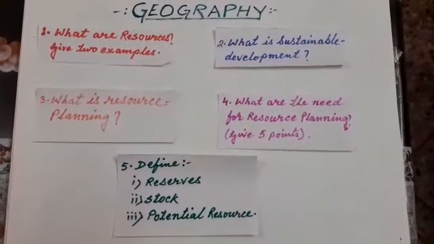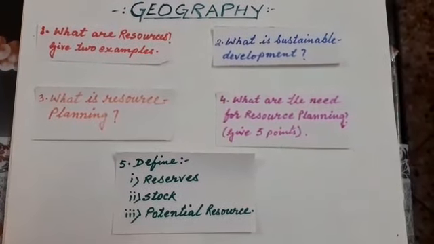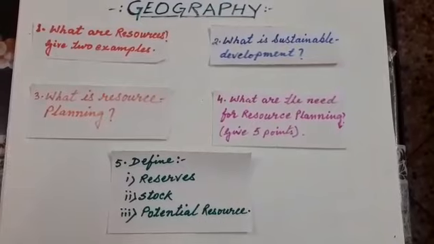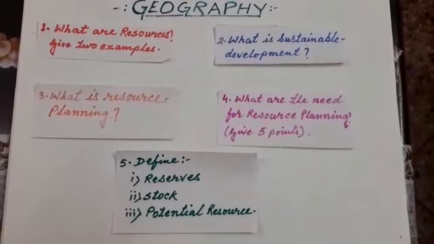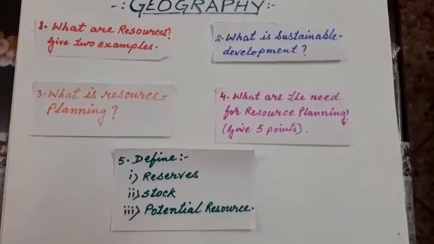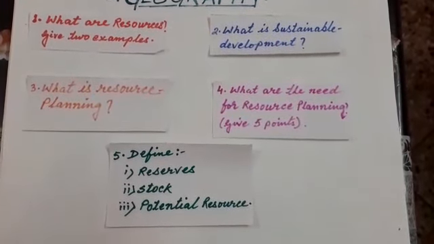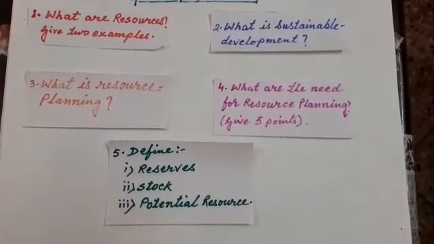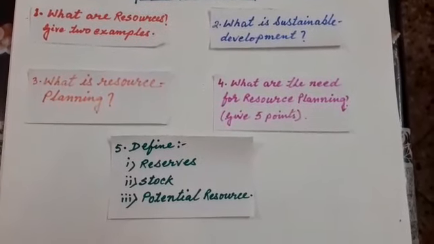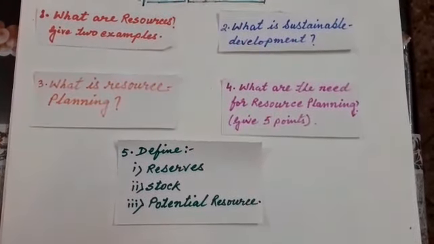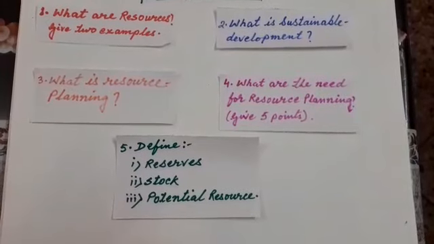Now, all together you see all the questions one by one in geography. First question, what are resources? Give two examples. Number two, what is sustainable development? Number three, what is resource planning? Number four, what are the needs for resource planning? 5 points you have to write. Number five, define the terms reserves, stock, and potential resource.